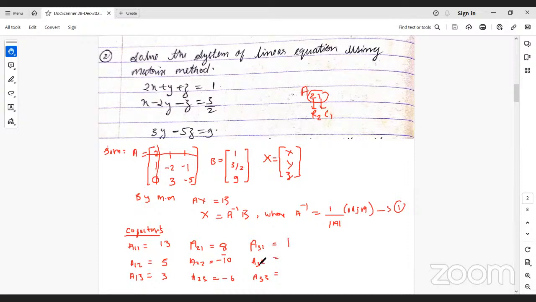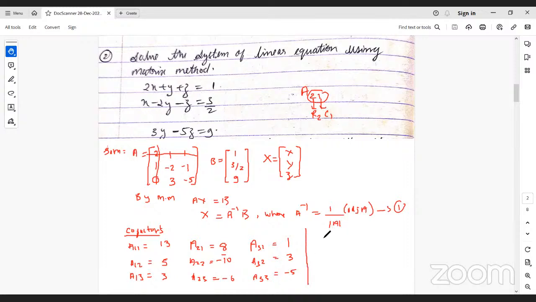3 plus 2 is odd. So after finding the determinant, we need to multiply with a negative sign. The answer is minus 3, and minus into minus will be plus 3. So the value will be plus 3. Next, A33 will be equal to minus 5. So we have found out the cofactors.